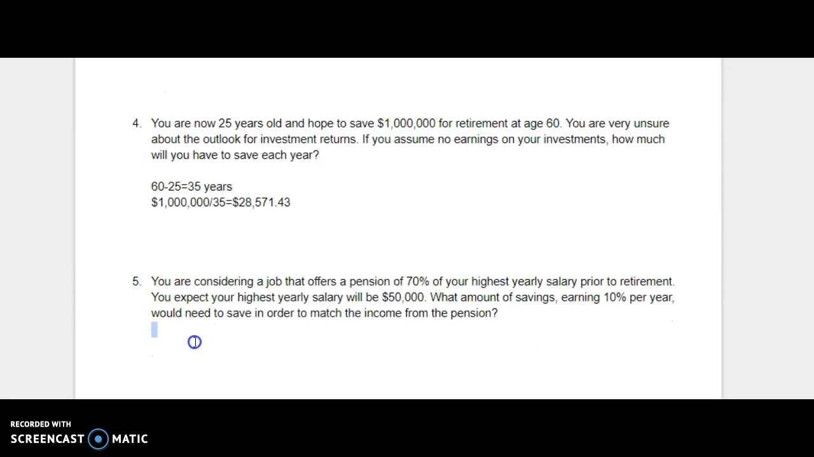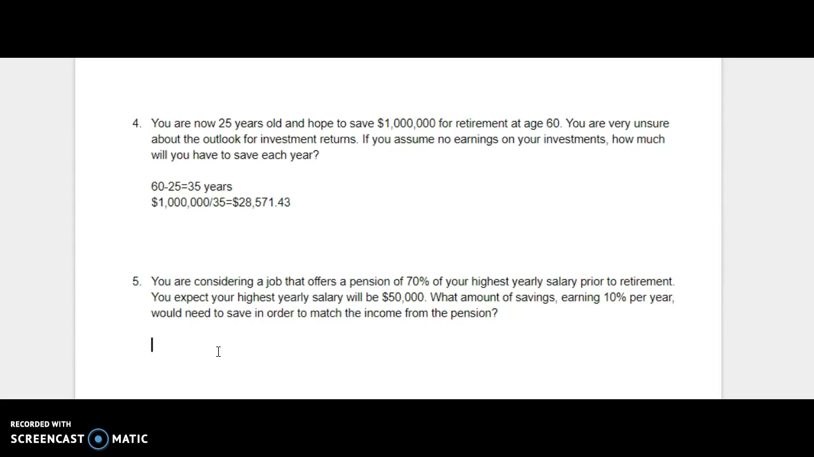All right, let's take a look at the last one, number 5 here. It says you are considering a job that offers a pension of 70% of your highest yearly salary prior to retirement. You expect your highest yearly salary will be $50,000. What amount of savings, earning 10% per year, would you need in order to match the income from the pension?